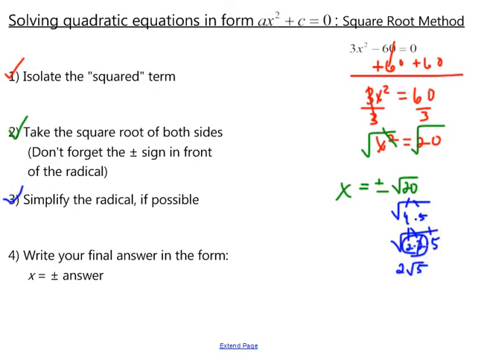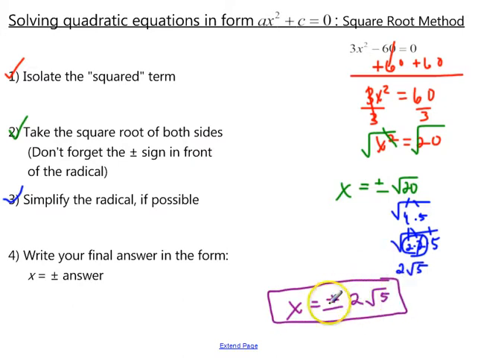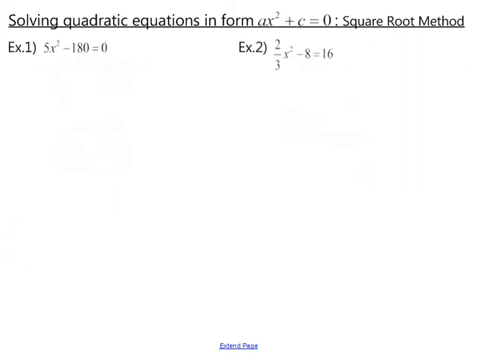Now we've completed step 3, and then our final step, write your final answer in the form x equals plus or minus our answer, which is our simplified radical, 2 square root of 5. So here's our final answer. If we were to take positive 2 square root of 5 and negative 2 square root of 5 and put it back in for x, then this side of the equation would end up equaling 0. Go ahead and follow those steps and work out example 1 and check back with me when you're finished.